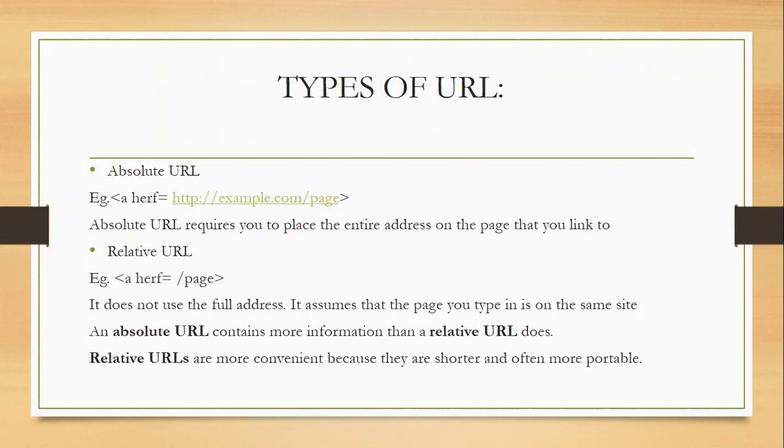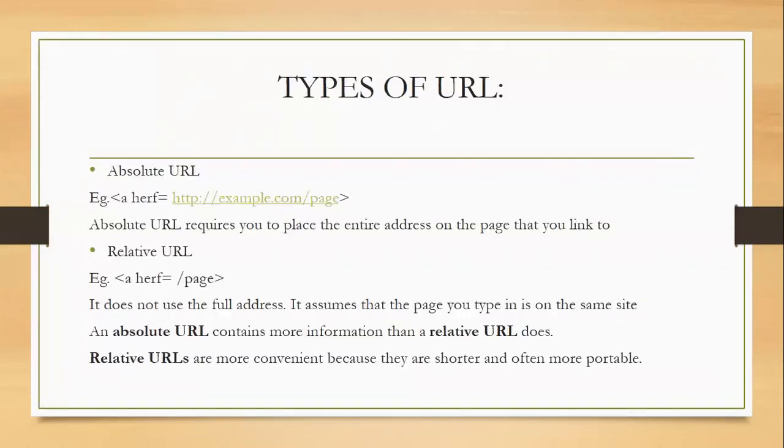It is assumed that the page you type is on the same site. That means we are using a particular document of the same site. Then we need not mention the protocol. We need not mention the domain name because it is similar to that particular site. So here it is a for the anchor tag, href for reference is equal to /page. Here /page is just showing the location of a particular page, not showing the file location, not showing the domain name, and not showing any other query.